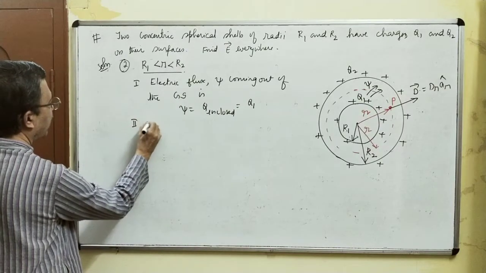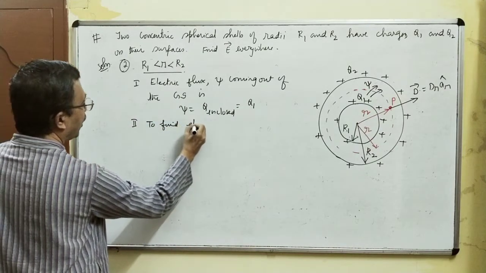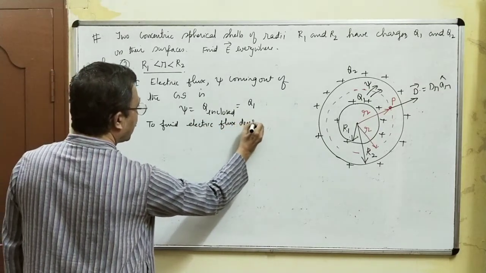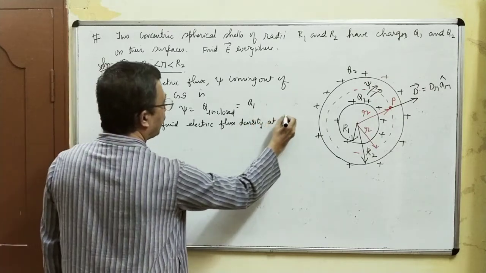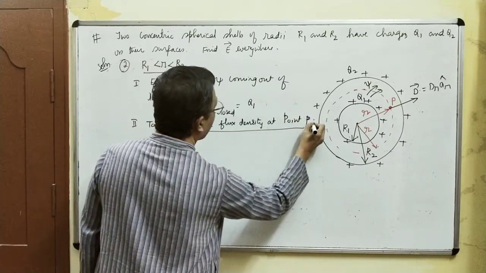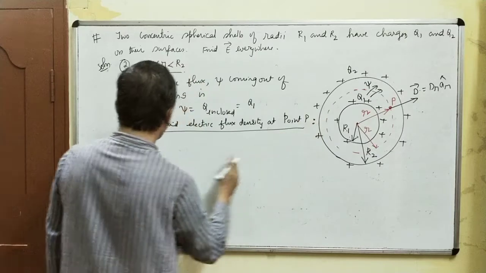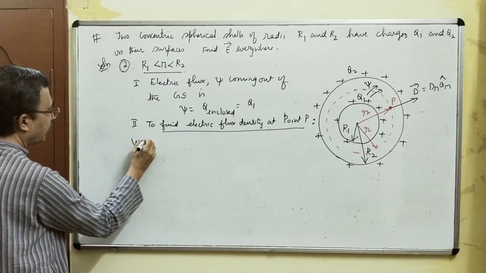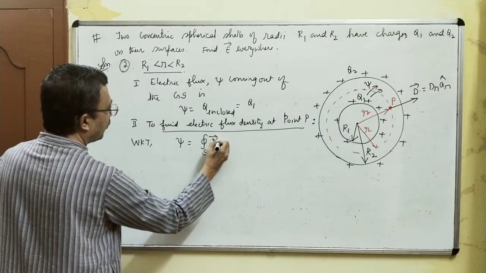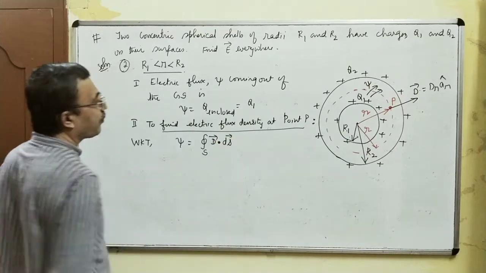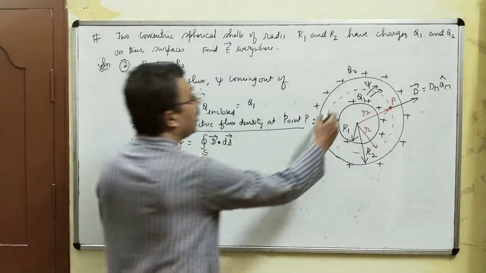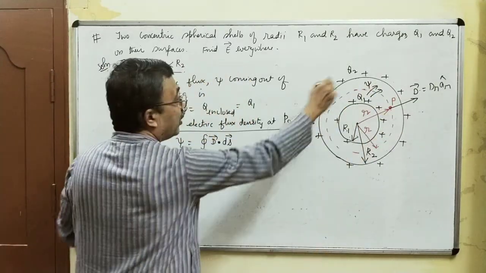Second step, to find electric flux density at point P. We know that psi is equal to the closed surface integral of vector D dot dS. Here S is the closed surface, which is nothing but the Gaussian surface, shown in the red color.